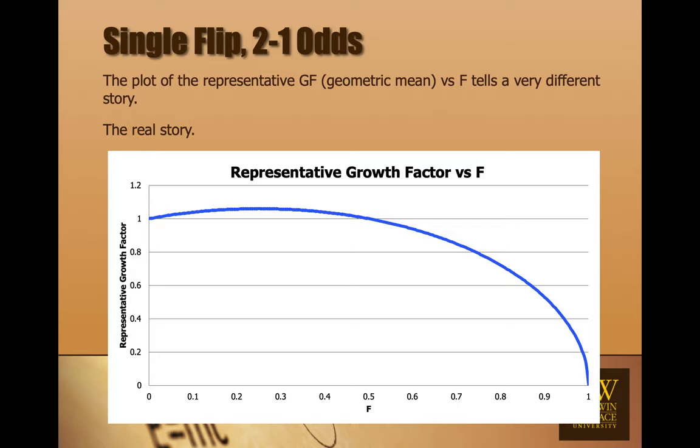And there's a lot of assumptions going on here. I'm not saying that 25% is right. I'm just saying if you don't make any other assumptions and you only consider the growth factor, you get 0.25. That's where the peak is.